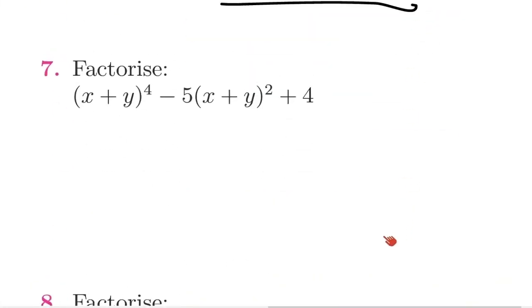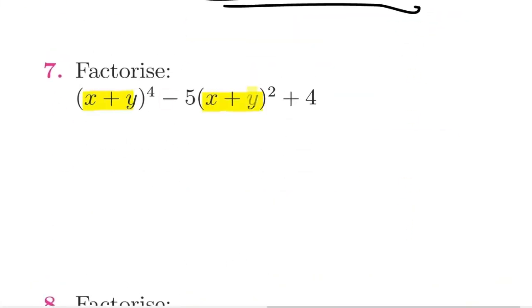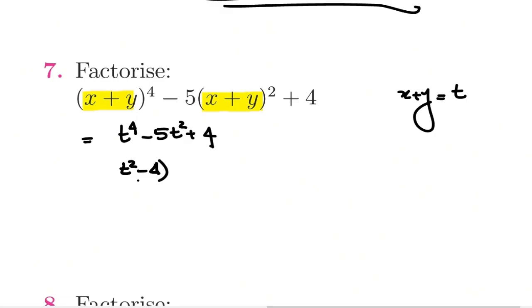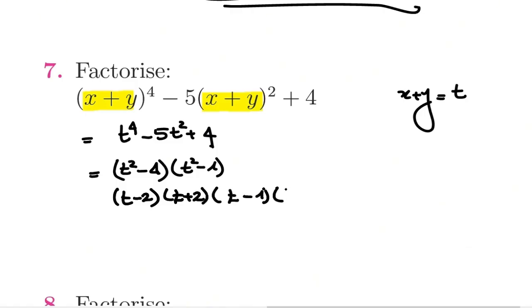Number 7. Let's call x plus y t here. x plus y equals t. From here, t to the power of 4 minus 5t squared plus 4. We can separate this into t squared minus 4 and t squared minus 1. In other words, it's completely factored as t minus 2, multiplied by t plus 2, then t minus 1, and finally t plus 1.